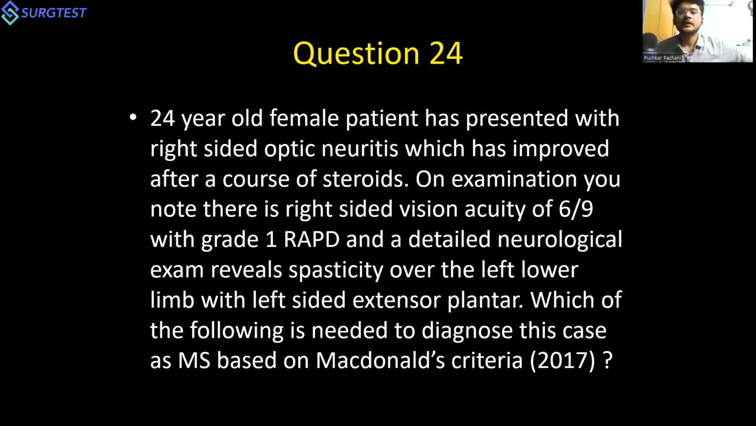Okay, so question number 24. A 24-year-old female patient has presented to you with a right-sided optic neuritis, and you have treated her with a course of steroids, after which she has improved. On examination, you note that the right-sided visual acuity is decreased to 6/9, and there is a grade 1 RAPD in the right eye. However, you do a detailed neurological exam, and you find that she has some spasticity over the left lower limb with a left-sided extensor plantar. Which of the following is needed to diagnose this case as multiple sclerosis based on the McDonald criteria?